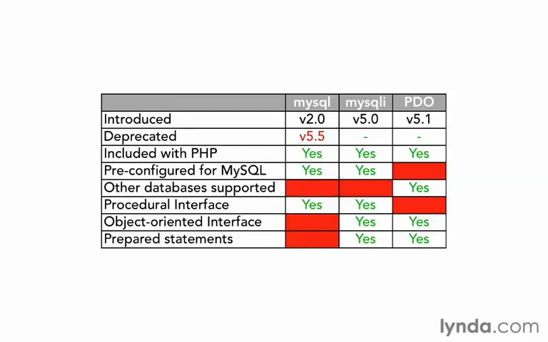Configuring PDO to work with MySQL is pretty simple. You just add a couple of lines to your php.ini file, essentially telling PDO, hey, I'm going to be using MySQL, so load up your MySQL code and get ready for it.